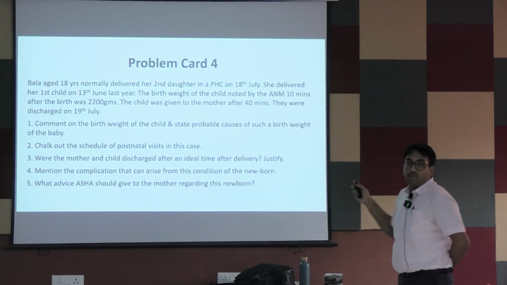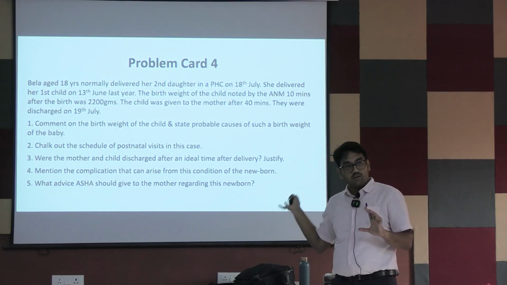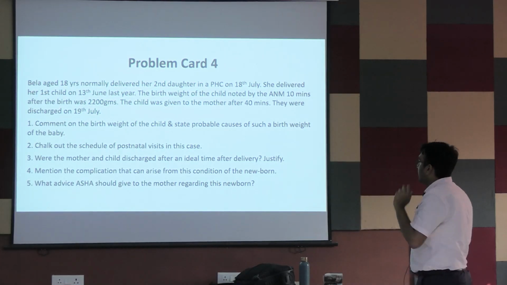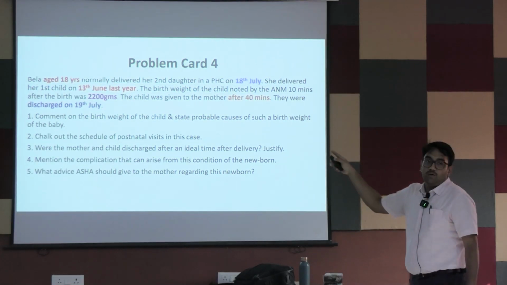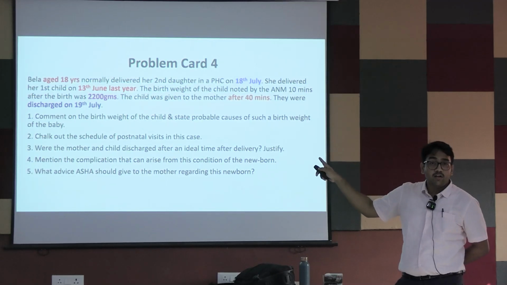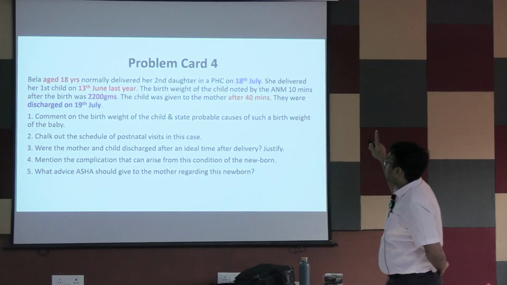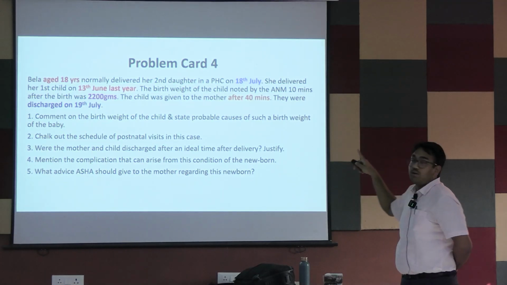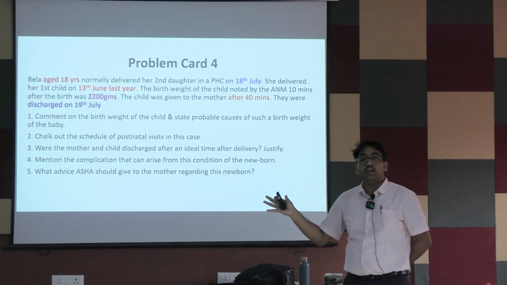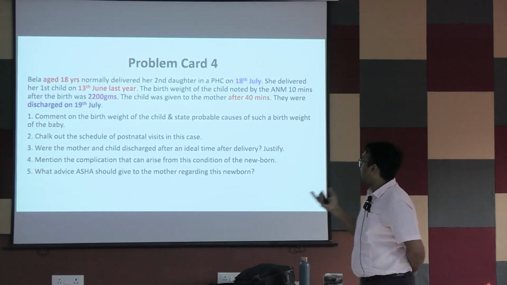So there were 3 problem cards actually which were similar to this problem card. I have compiled the questions of all of those 3 problem cards into this one, for paucity of time. So again, what are the important points? First is Bella is aged 18 years. So this is a teenage pregnancy, isn't it? This is a teenage pregnancy. She was admitted on 18th and discharged on 19th. So her period of staying in the hospital was only 1.5 days at max, isn't it?